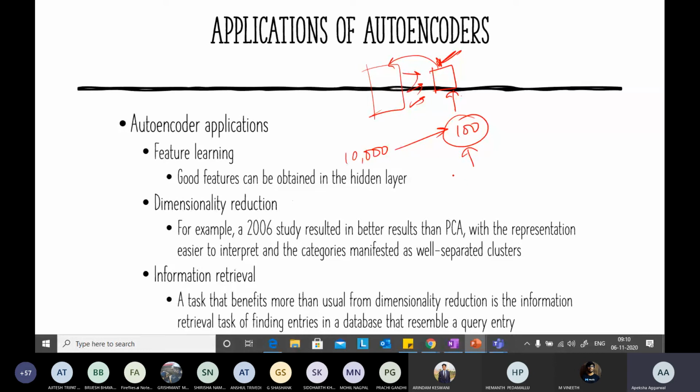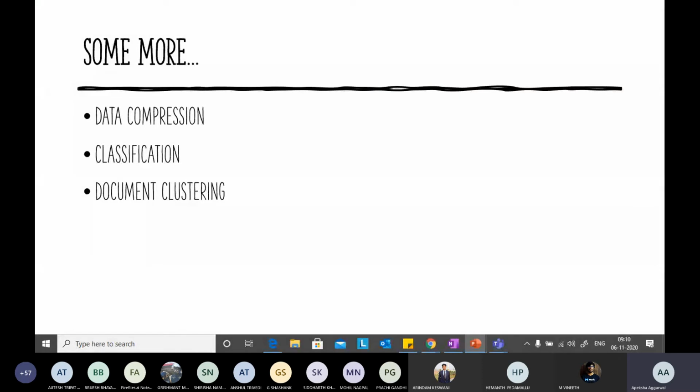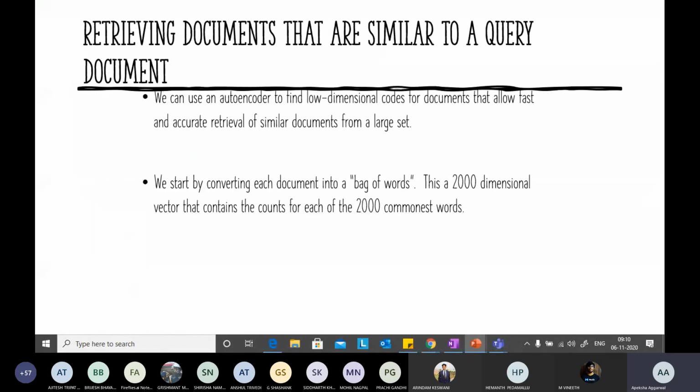Then another application: suppose there is a missing part of the image, you can generate this missing part using autoencoders. So there are multiple thousands of applications of autoencoders. Information retrieval: in information retrieval, suppose there is a query, in document classification, document clustering. I will tell you how.